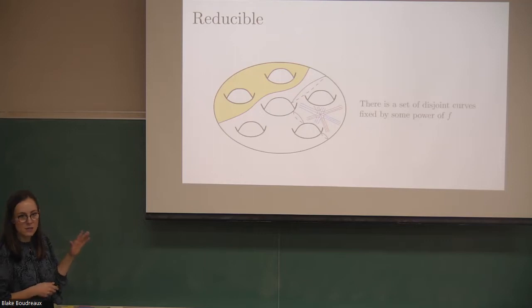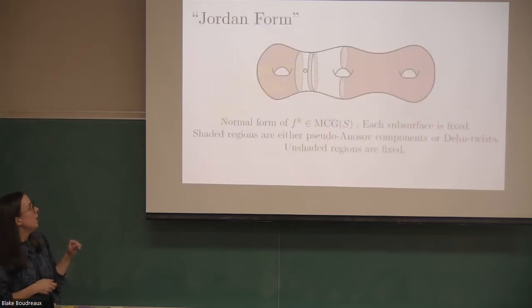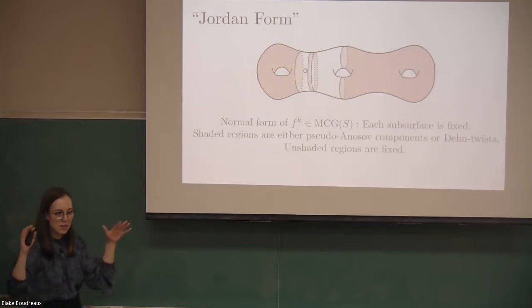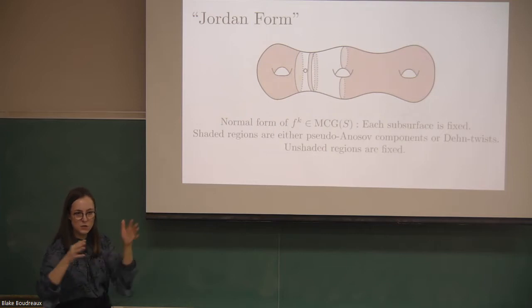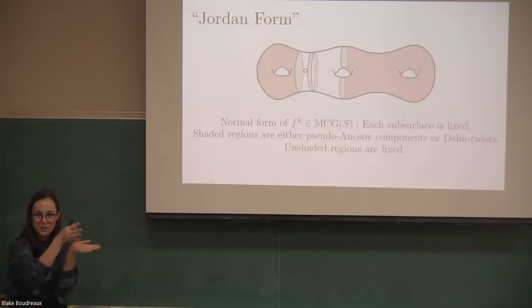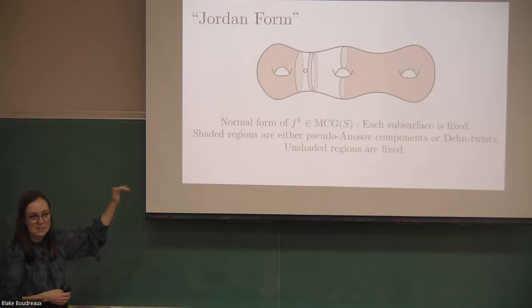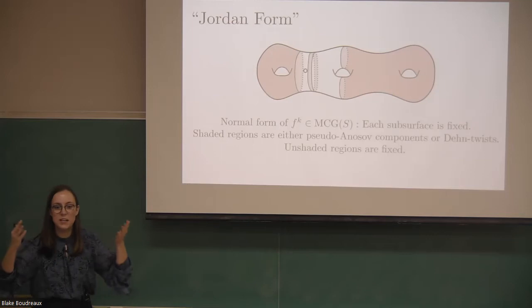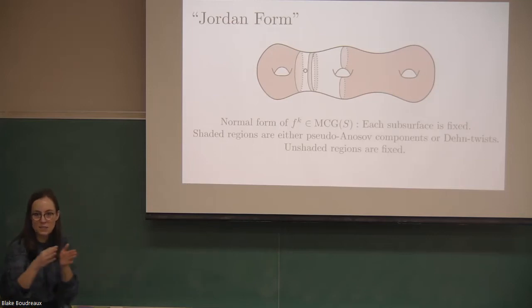Okay, so using this definition of reducible, we actually see that there's a type of Jordan form for mapping class elements. In the same way that you can take a matrix and put it into its Jordan canonical form, where inside the matrix you see these other block matrices, you can actually break up a mapping class into different pieces. So this comes from the definition of reducible. So what we do is we take an element of the mapping class group and we take it up to a sufficiently high power because we want each of the subsurfaces to stay fixed.